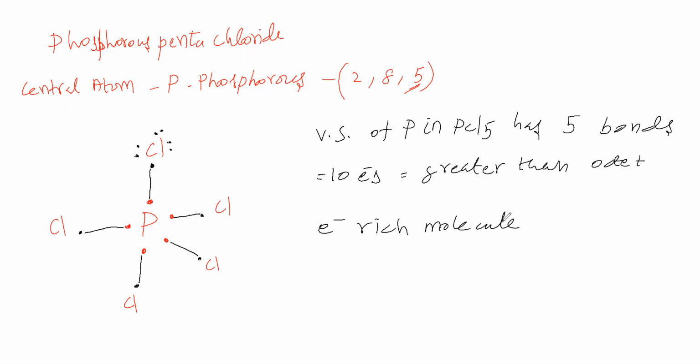Electron rich molecule, in the sense, means the valence shell contains electrons more than octet. Then we can say it is an electron rich molecule. So then what is the shape of this PCl5? That we will see.